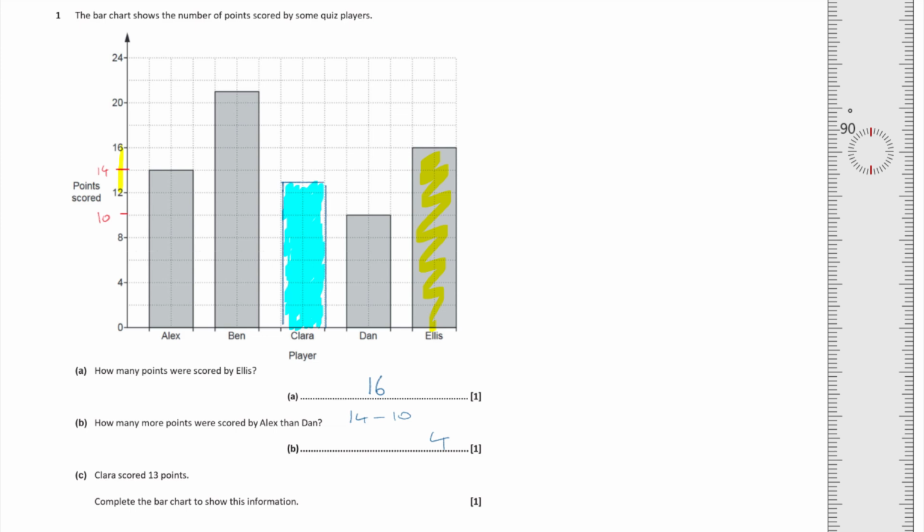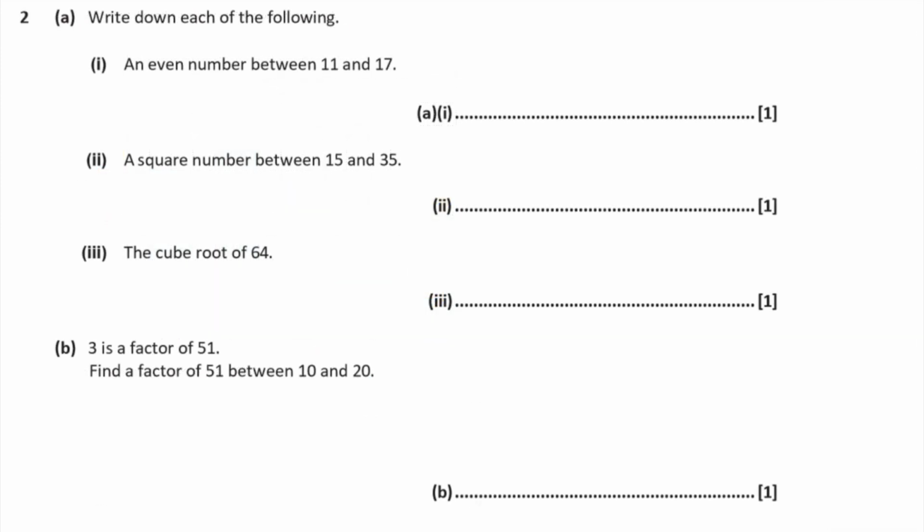Now I'm feeling happy. Question 2a. Write down each of the following. An even number between 11 and 17. Well, the numbers between 11 and 17 are 11, 12, 13, 14, 15, 16 and 17, of which you could choose 12. 12 is even, 14 is even, 16 is even. So any one of those 3 would be the correct answer. I'm going for 12.